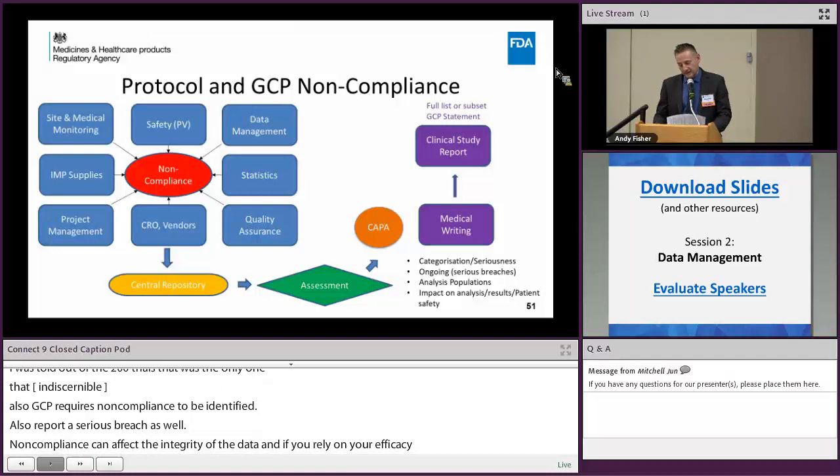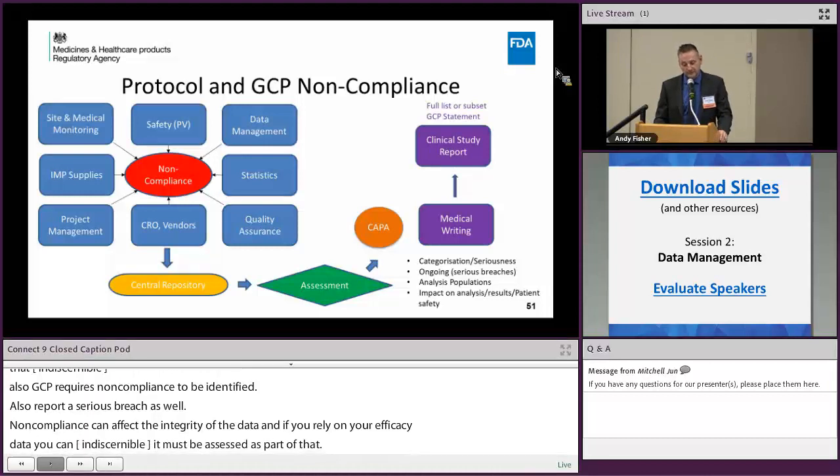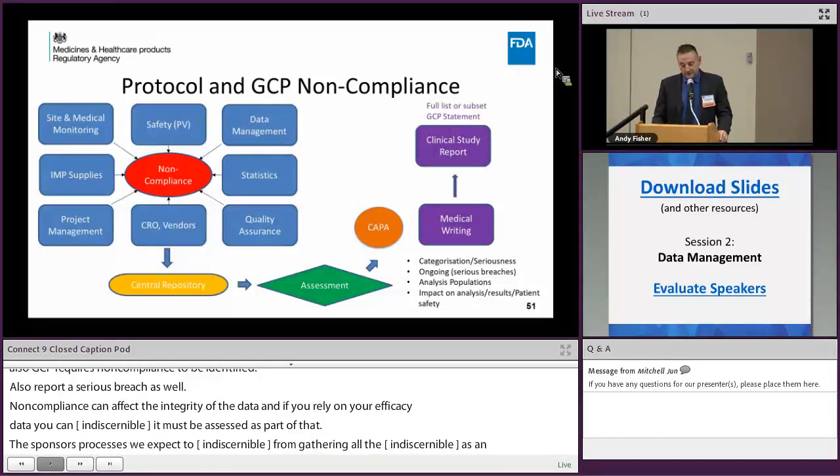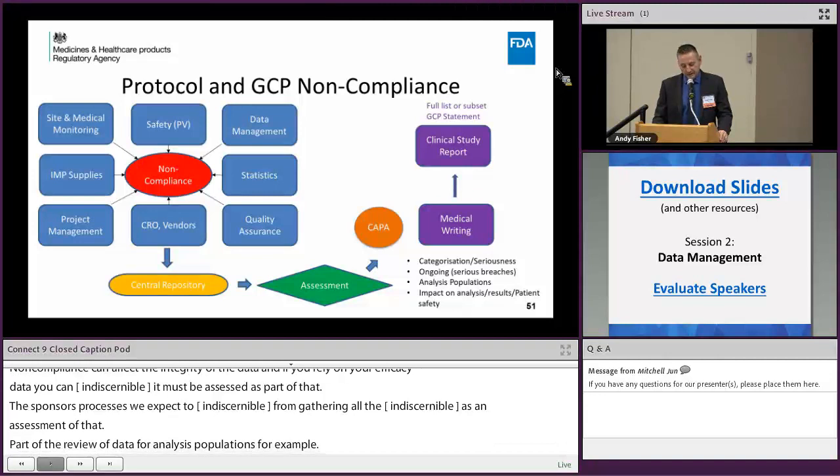So in the sponsor's processes, we expect a really robust process for gathering all the non-compliance from all the different functional areas. There's an assessment of that as part of the review of data for analysis populations, for example. So any categorizations that are applied to deviations are clearly documented in that, and that CAPA is applied as well, and any reports to the regulatory authority made if it was a serious breach.